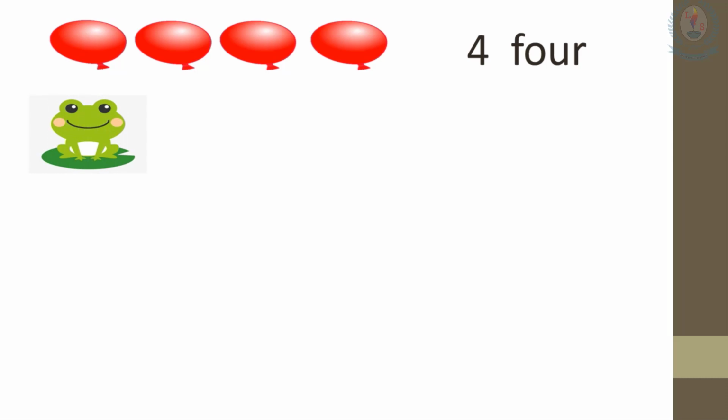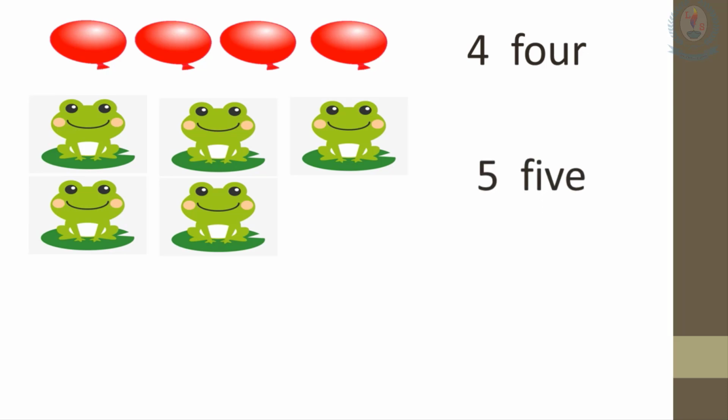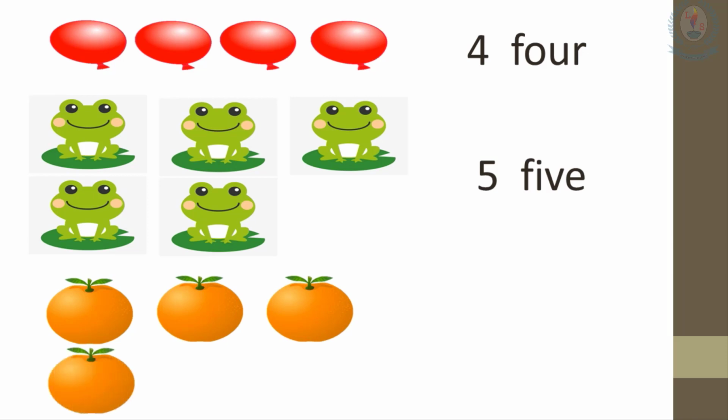Shall we count the next number? 1, 2, 3, 4. It's number 4. There are 4 balloons. What is the next number? 1, 2, 3, 4, 5. There are 5 frogs. It's number 5. What is the number after 5? 1, 2, 3, 4, 5, 6. It's number 6. There are 6 oranges.